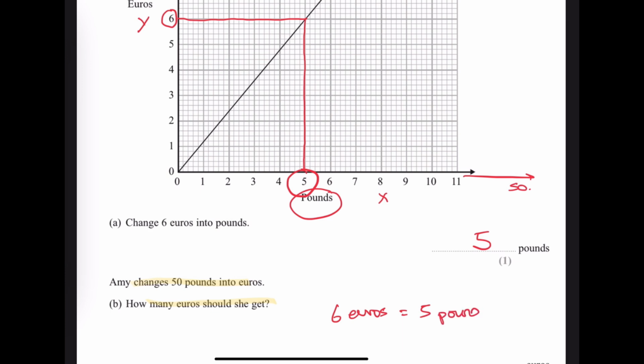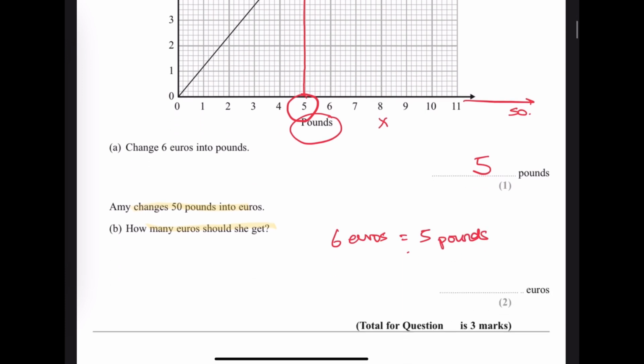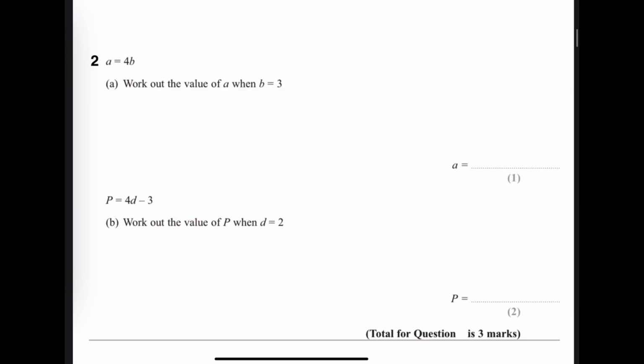Since we do already have pounds, we are going to see how much 1 pound is. We do this by doing 6 divided by 5, which is 1.2. Now that we know 1 pound is the same as 1.2 euros, all we have to do is 50 times 1.2, and the answer will be 60 euros.